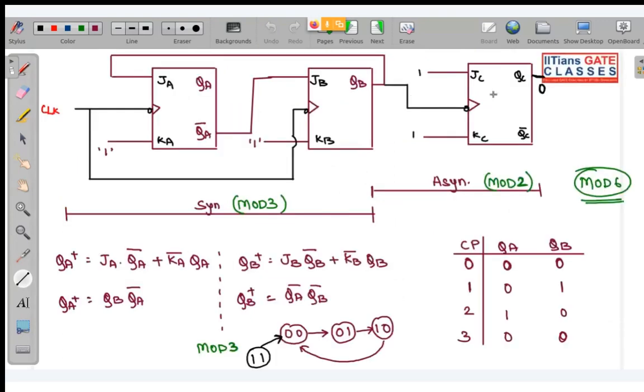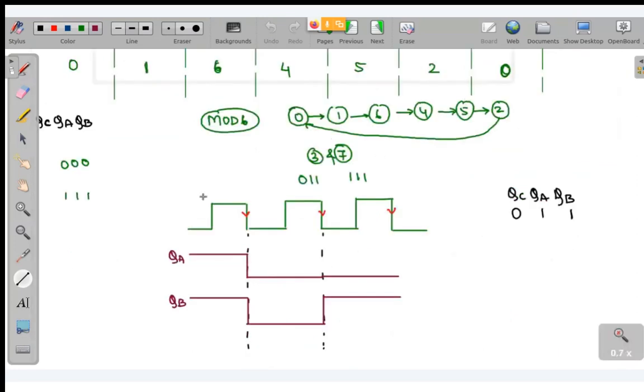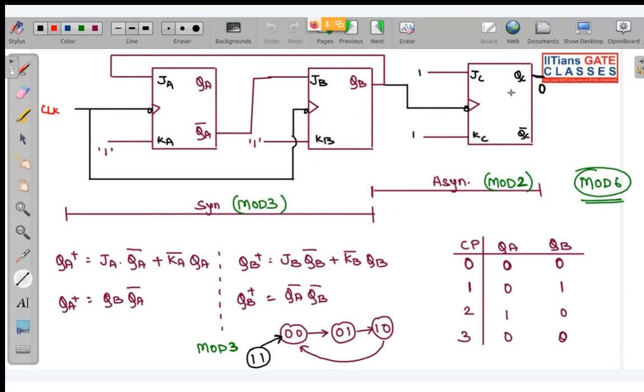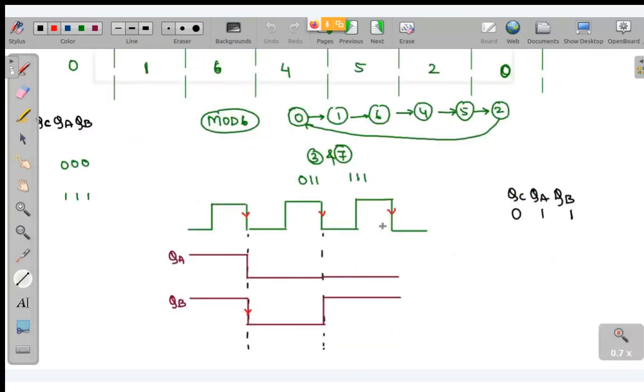Now look, this QC is acting in toggle mode, and the negative edge of QB acts as its trigger. So where is the negative edge of QB? It is present over here. If I assume that this flip-flop is initially reset, QC is initially 0. If I start from 0, in the next state, as there is a negative edge of QB, it will toggle. And here this is a positive edge, so it will continue to stay at 1.